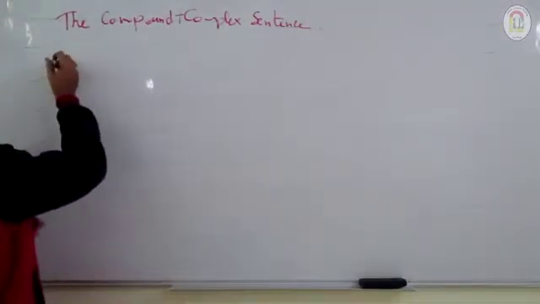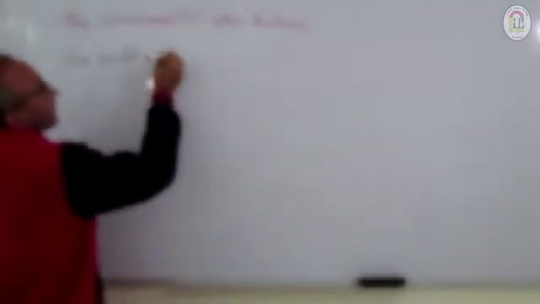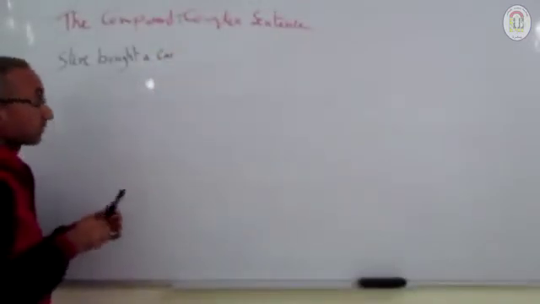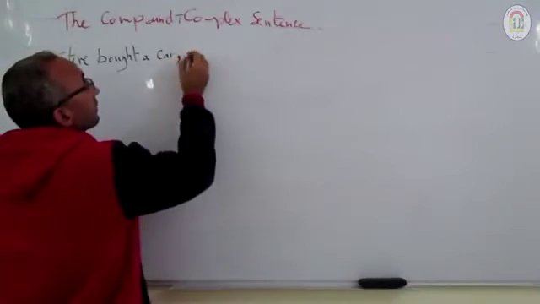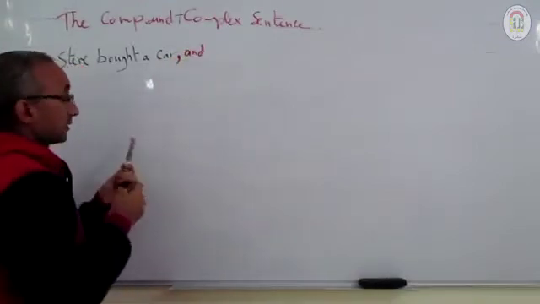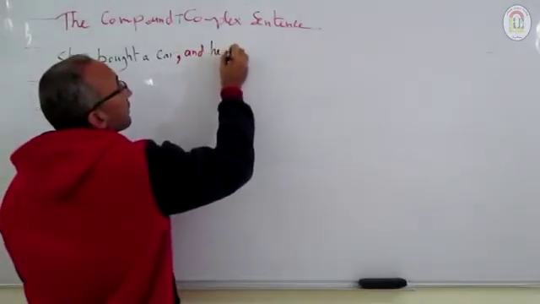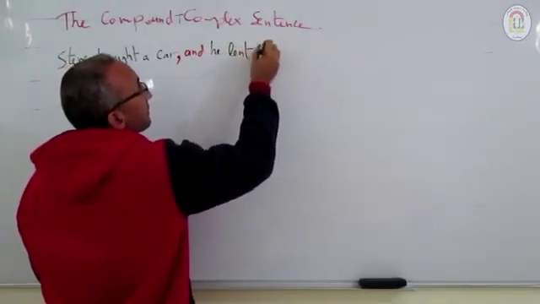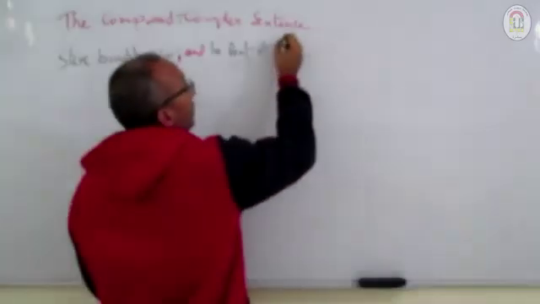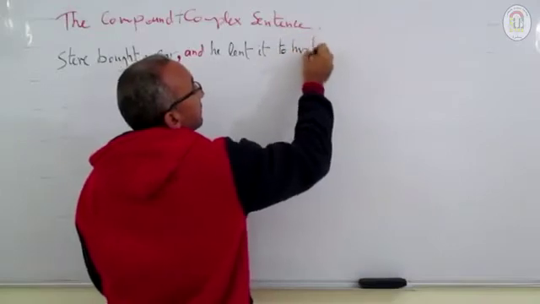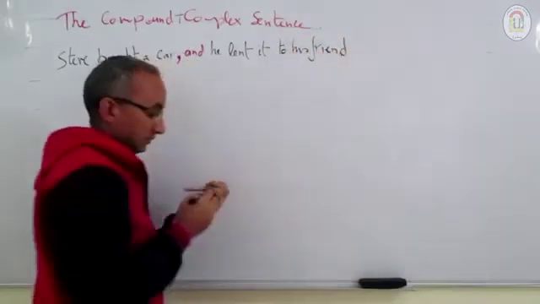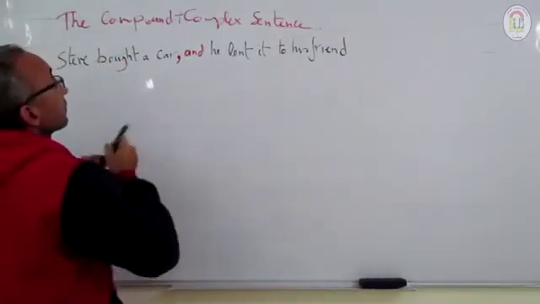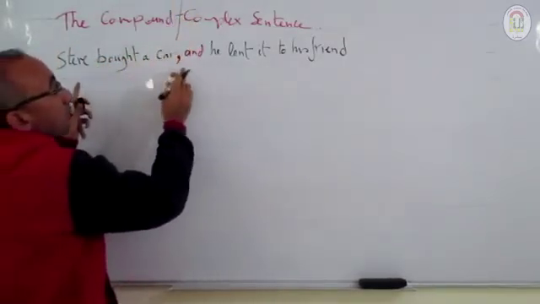Example, we write: Steve bought a car, and he lent it to his friend. Now here is the first part of my compound complex sentence.